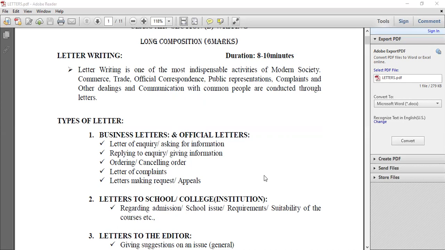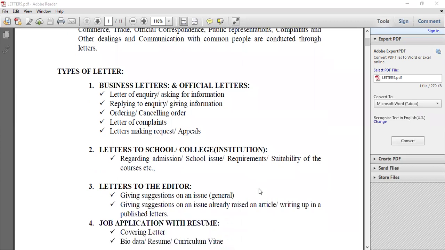The next one is letters to school or college institutions, authorities. We will inquire regarding admissions, school issues, requirements or suitability of the courses. We will also communicate through correspondence with school or college principals, institutions, authority, the secretary or the president. So the second type is letters to the school or college or institutional authorities.